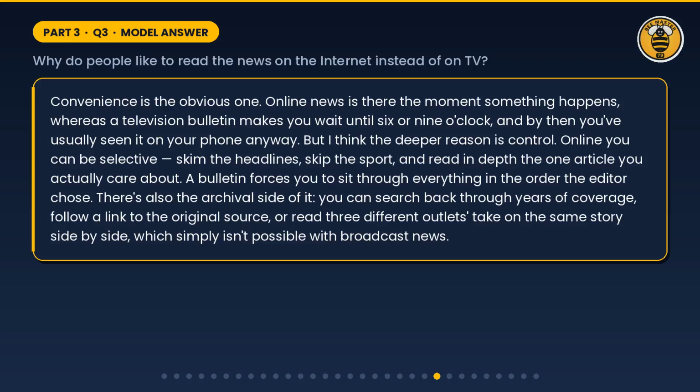Convenience is the obvious one. Online news is there the moment something happens, whereas a television bulletin makes you wait until 6 or 9 o'clock, and by then you've usually seen it on your phone anyway. But I think the deeper reason is control. Online you can be selective, skim the headlines, skip the sport and read in depth the one article you actually care about. A bulletin forces you to sit through everything in the order the editor chose.